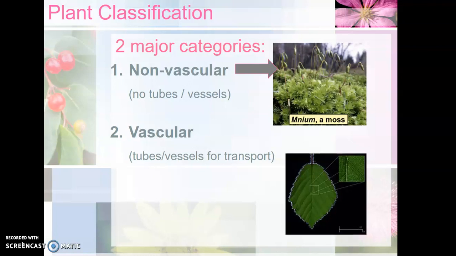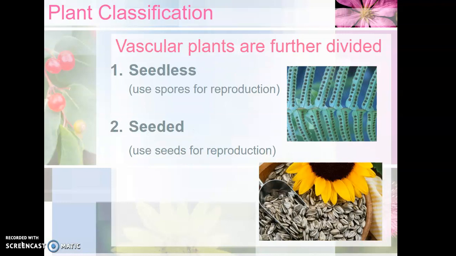Non-vascular plants, on the other hand, don't have those tubes and vessels. So they have to be small and stay close to the ground like moss. So looking at your graphic organizer, you want to follow that arrow over and put the example of moss as a non-vascular plant. Vascular plants, on the other hand, can be divided even further into two categories.